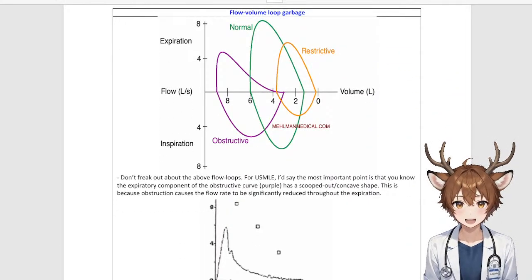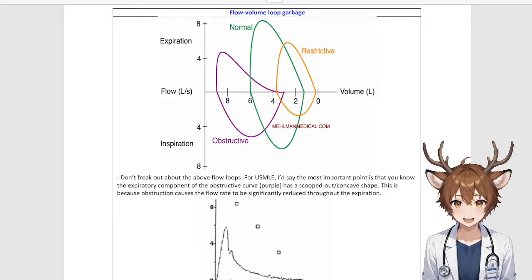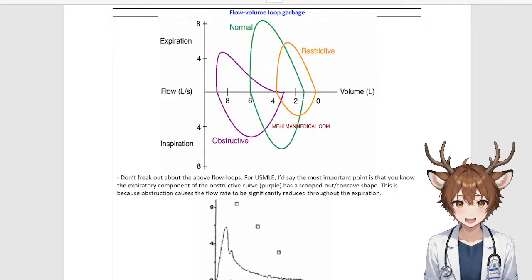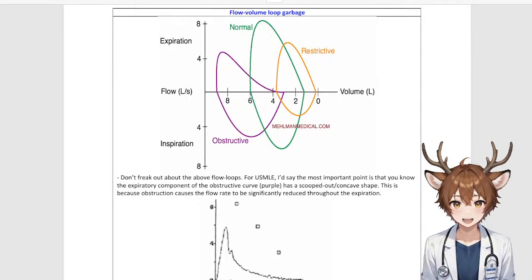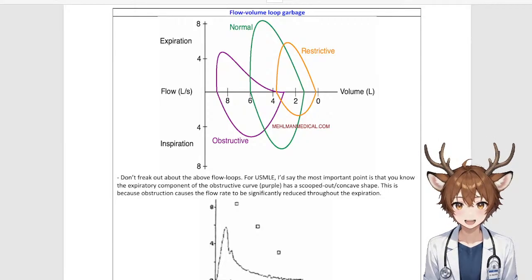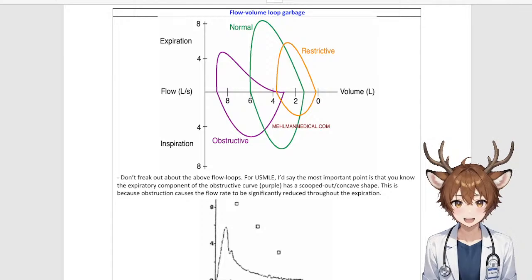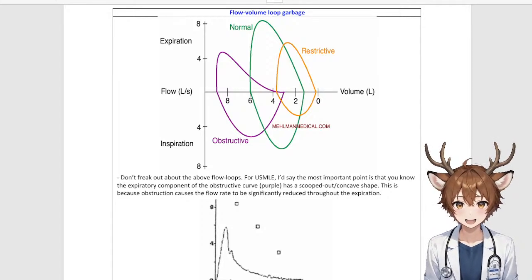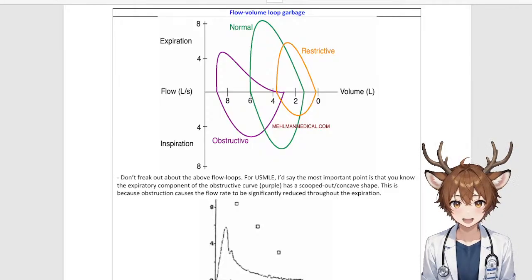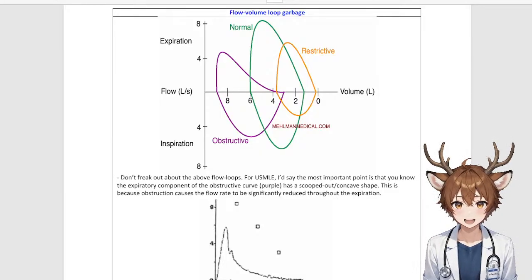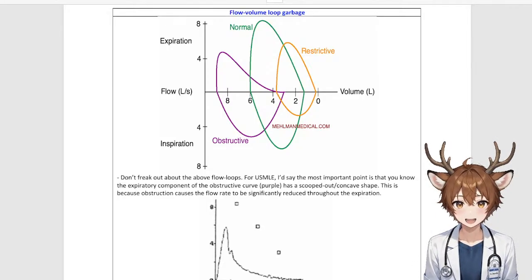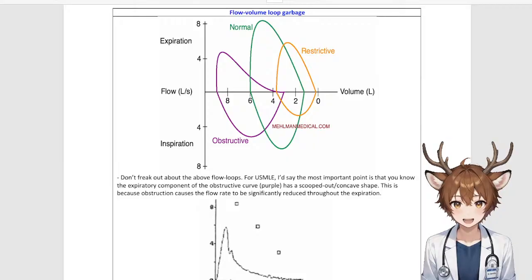Flow volume loop, garbage. Okay. I don't mind flow volume all that much. Sometimes it's a little bit confusing, admittedly. So that's normal. That's the restrictive, and that's the obstructive in the purple there. Now you can see how there's a shift to the right. There's a lot smaller area you're working with when it comes to the restrictive, and the obstructive is a lot further to the left. However, the total area that they're working with is smaller compared to normal.